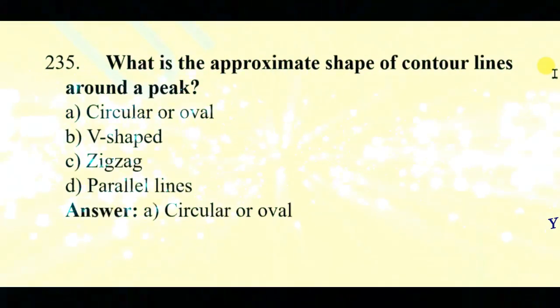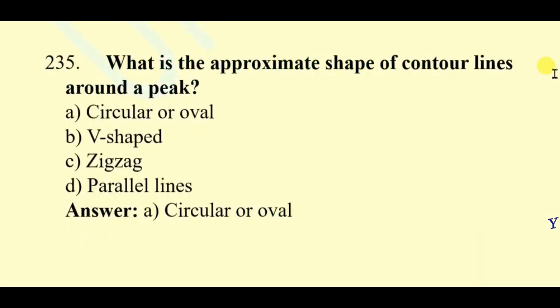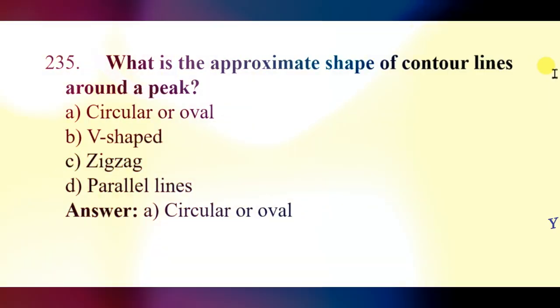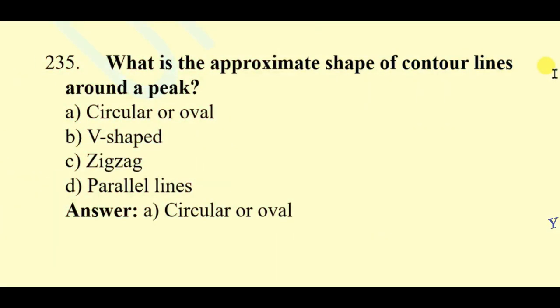Question 235. What is the approximate shape of contour lines around a peak? Circular or oval, V-shaped, zigzag, parallel lines. Here the right answer will be circular or oval.